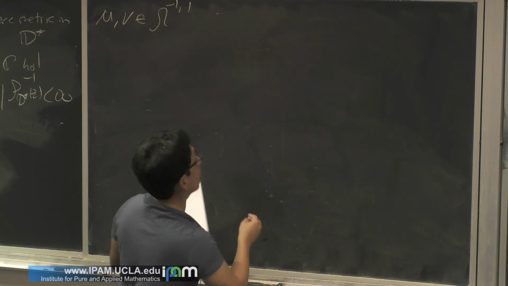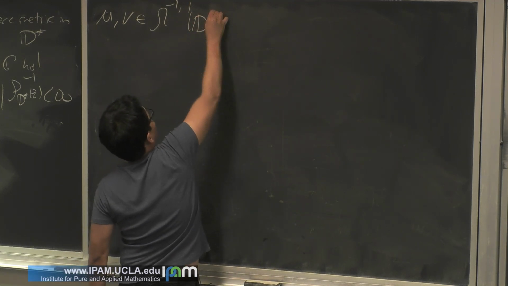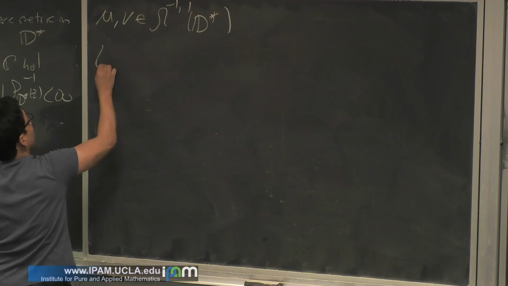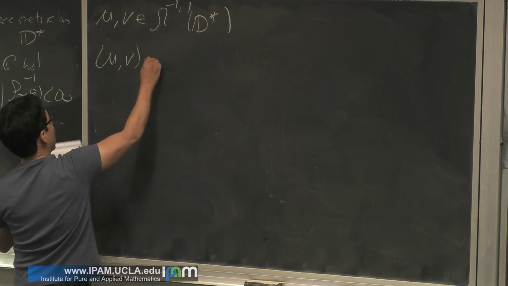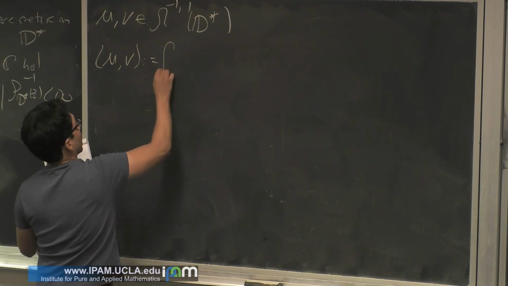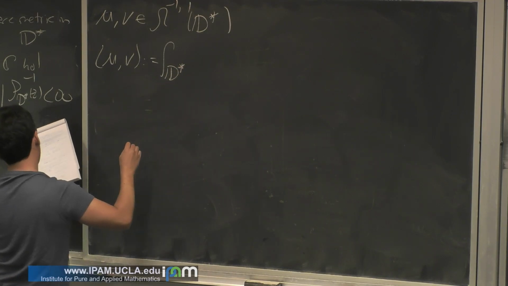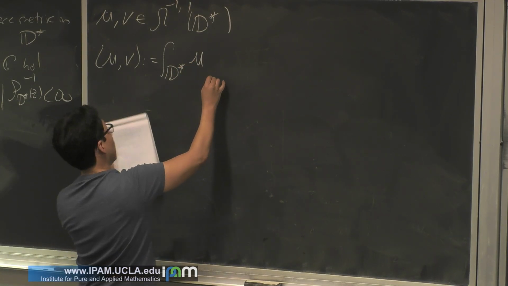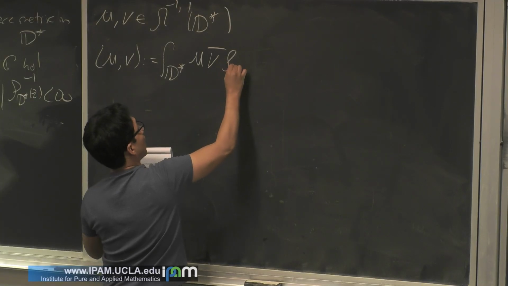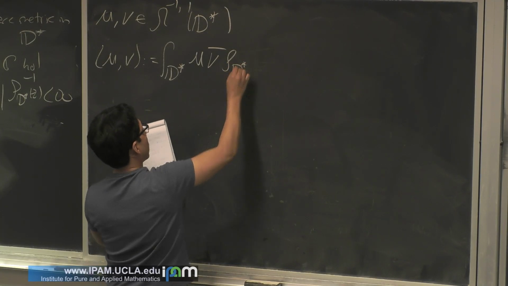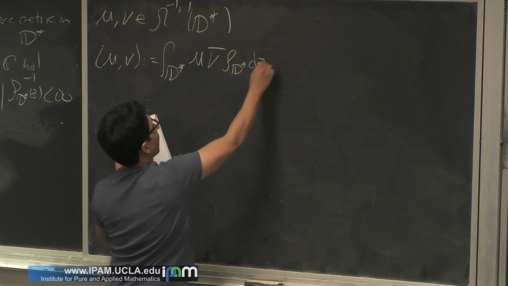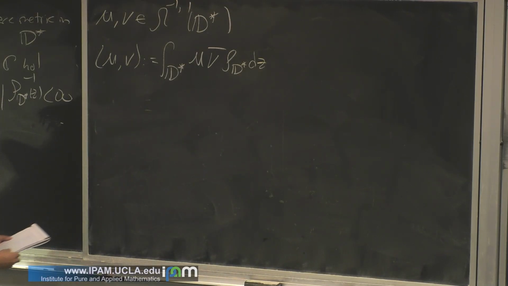So I'm going to take two harmonic differentials. I'm going to define their inner product as follows, and I have to give you a bit of information. So I'm going to try to take their normal inner product weighted here by the Poincare metric.